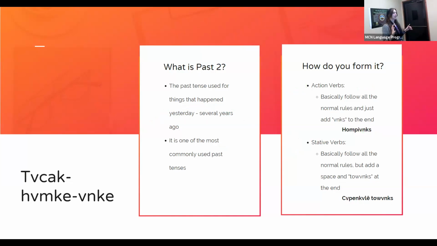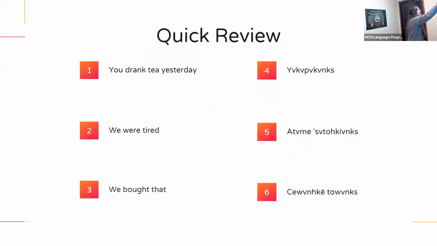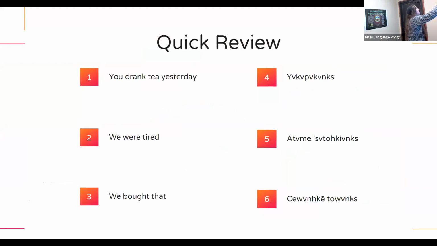So keeping that in mind, we're practicing a few of the things we did yesterday. Okay. So number 1, you drank tea yesterday. I'll do a breakdown. So you drank tea yesterday. We have to think about what the first word is, and the first word is generally going to be the time phrase. In this case, the word yesterday is a time phrase.